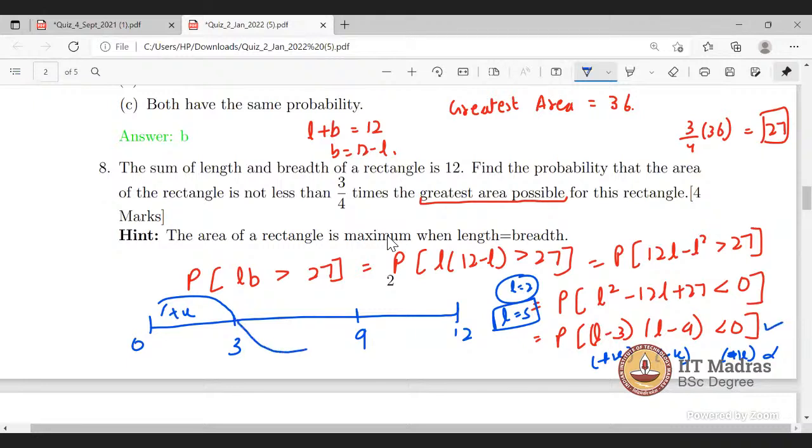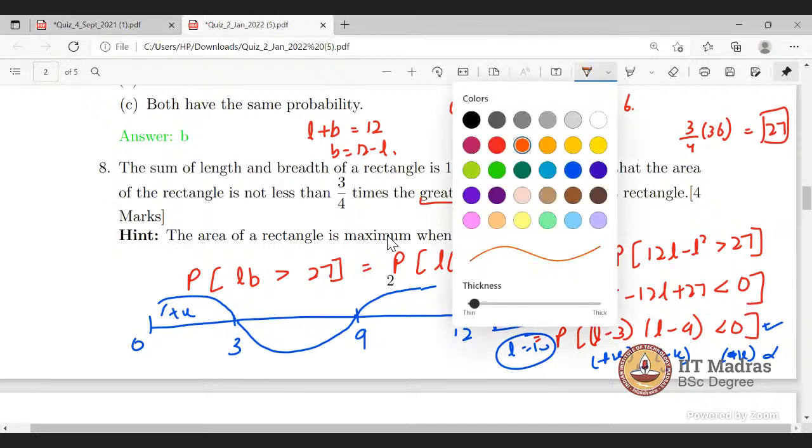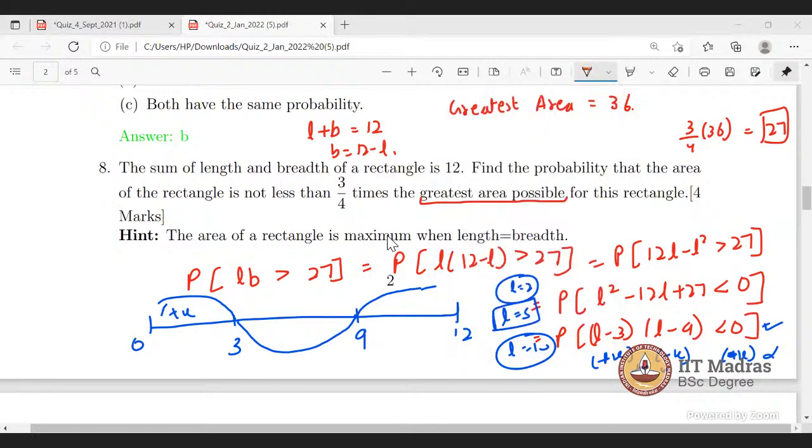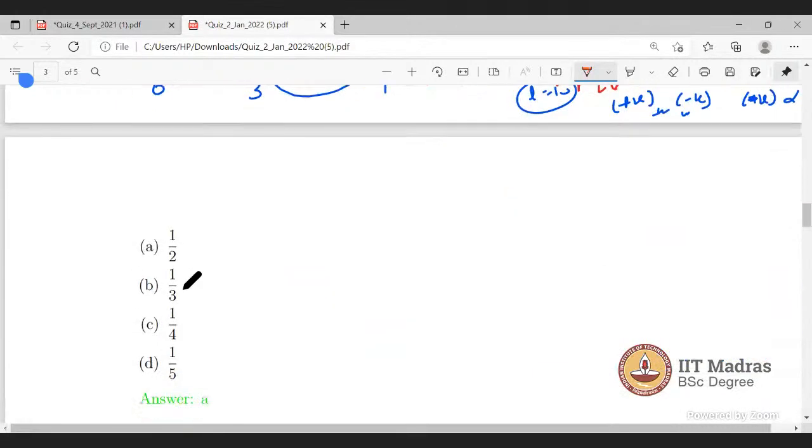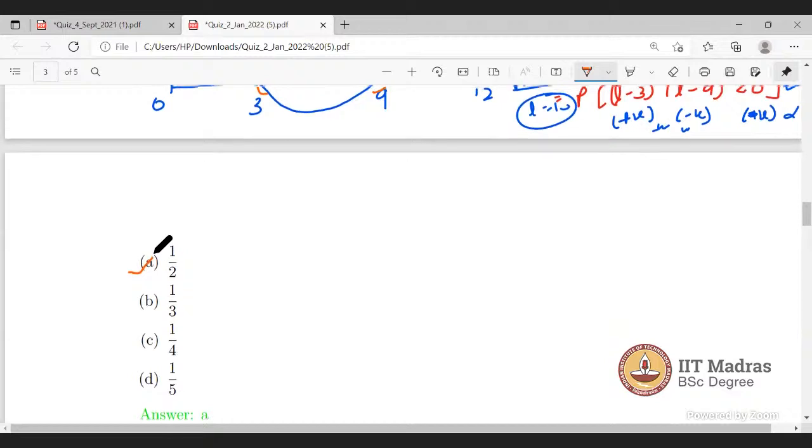So in this area it would be negative, and the condition would be satisfied. If L is greater than 9, let's say L equals 10, again positive times positive, so the condition is not satisfied. So out of the complete range from 0 to 12, only in half of the area is my condition satisfied. So the probability is one half, right? Yes, sir.